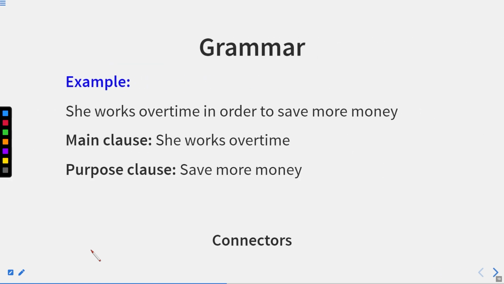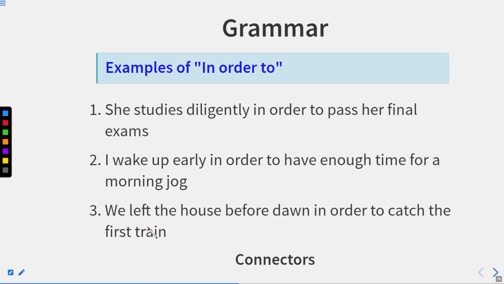For example, she works overtime in order to save more money. Main clause: she works overtime. This is the main clause, the action that she performs. And "in order to save more money" is her purpose, because of which she does so. So she works overtime, this is the work that she does, and saving more money is her purpose.